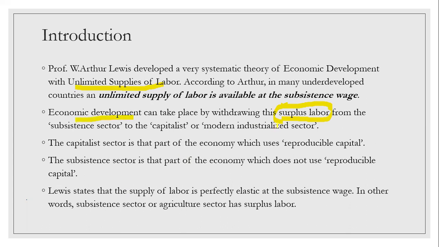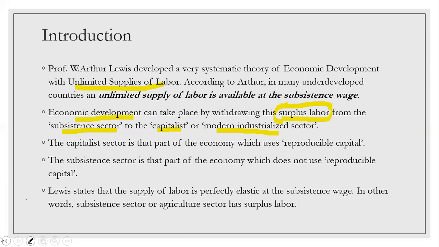So economic development can take place by withdrawing the surplus labor from the agriculture or subsistence sector to the capitalist sector or the modern industrial sector. The modern industrial sector is called the capitalist sector. Through that, an economy can achieve economic development. This is the essence of the argument of Arthur Lewis. His theory puts forward the argument that economic development can take place by withdrawing the surplus labor from the subsistence sector to the capitalist or modern industrial sector.